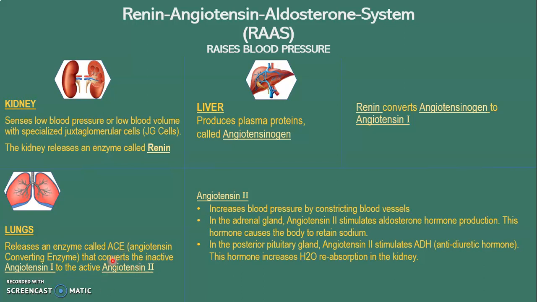And if we prevent the conversion, that means we're not going to have constricted blood vessels. We're not going to have stimulation of aldosterone hormone production. We're not going to have stimulation of the ADH hormone. In other words, we are not going to have high blood pressure. And this is what the ACE inhibitors do. They inhibit the ACE enzyme, the angiotensin-converting enzyme, and prevent it from converting angiotensin 1 to angiotensin 2.